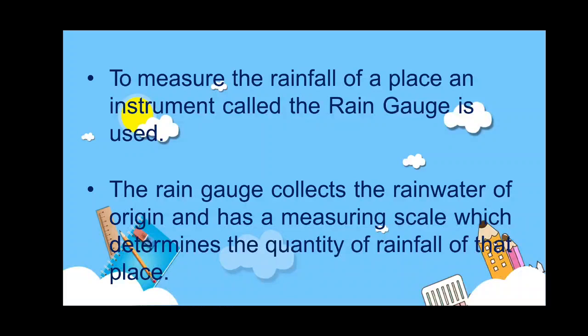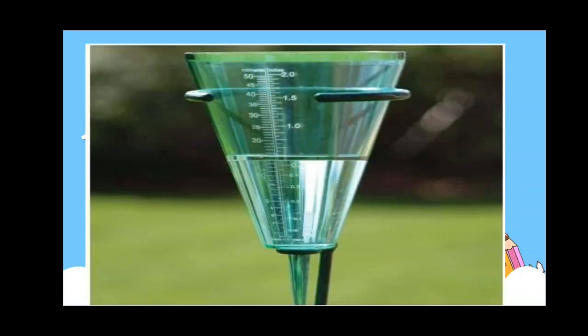In the same way we use a rain gauge. To measure the rainfall of a place, an instrument called a rain gauge is used. The rain gauge collects the rainwater of a region and has a measuring scale which determines the quantity of rainfall of the place. See, this is a rain gauge. With the help of that only we say that this area has received this amount of rainfall. Not only this one, we have various instruments to measure the various elements of weather. For example, now we have seen the rain gauge and minimum maximum thermometer.